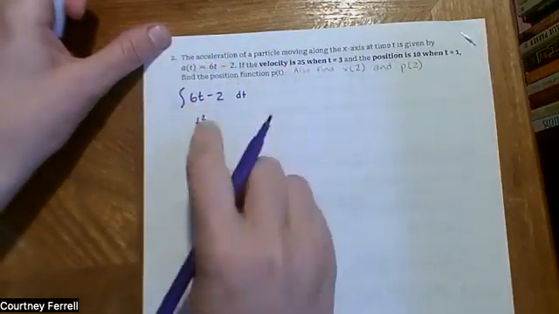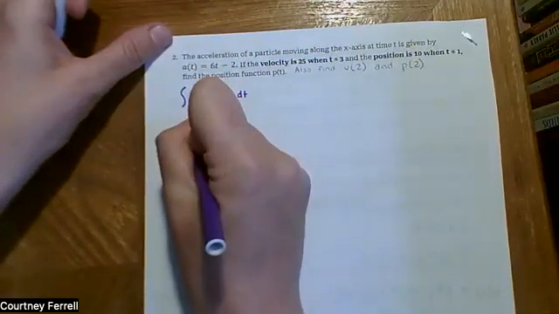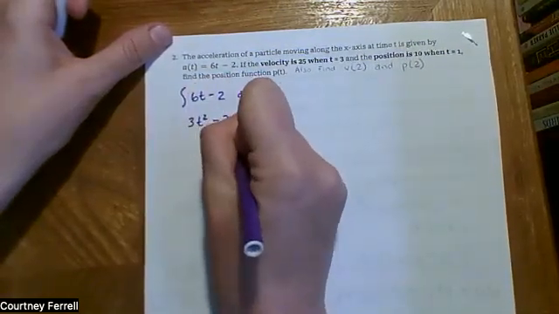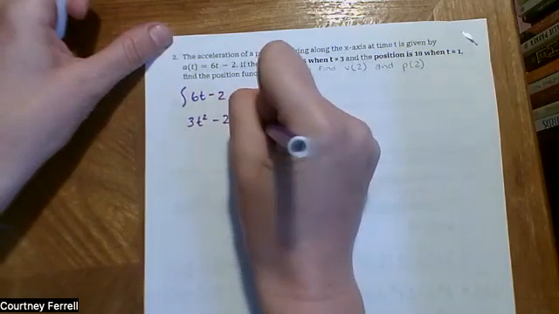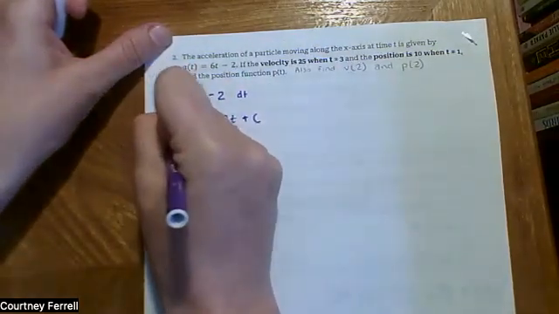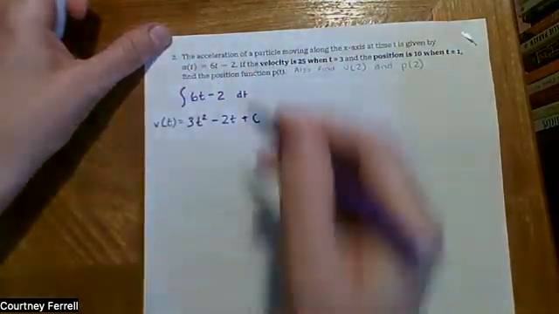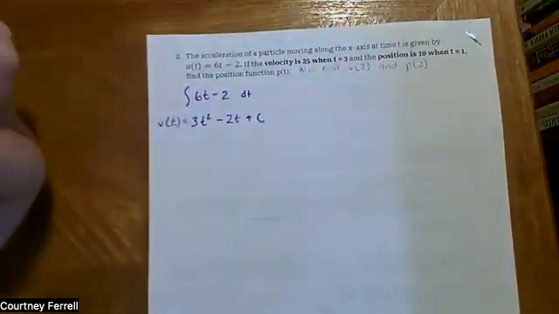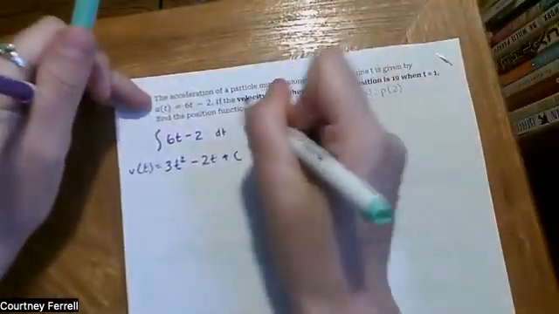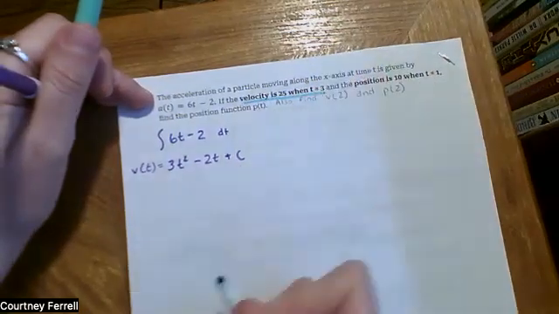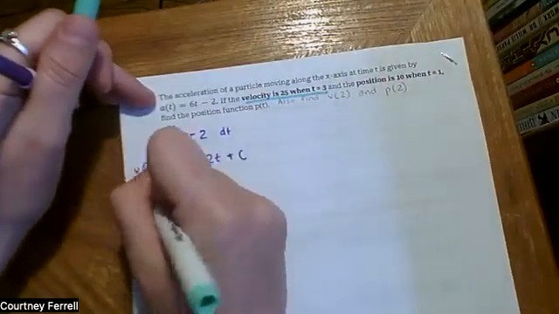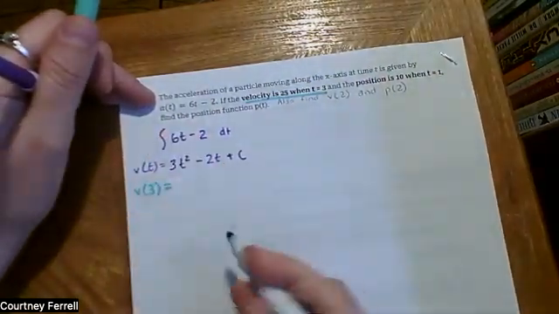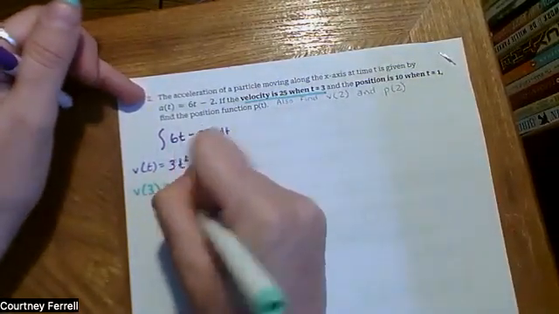So t to the 2. What can we times 2 by to get 6? It has to be a 3. T pops up here, plus c. That is our v of t. Now, this time they did not tell us initial, but they did tell us this. The velocity is 25 when t equals 3. Okay, so that means that v of 3 equals 25.